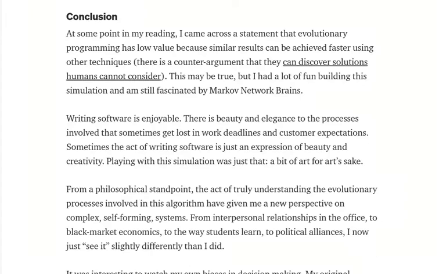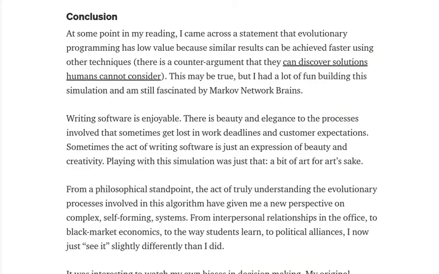At some point in my reading, I came across a statement that evolutionary programming has low value because similar results can be achieved faster using other techniques. There's also a counter-argument that they can discover solutions that humans are unable to consider. This may be true, but I had a lot of fun building the simulation, and I'm still fascinated by Markov Network Brains.